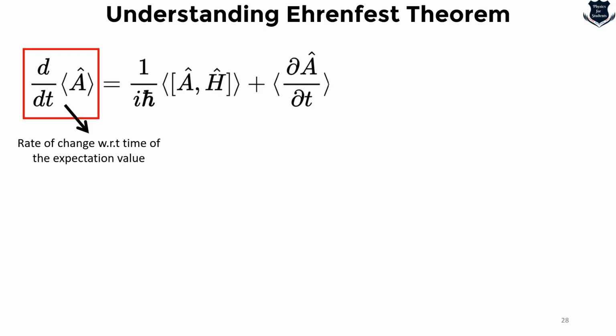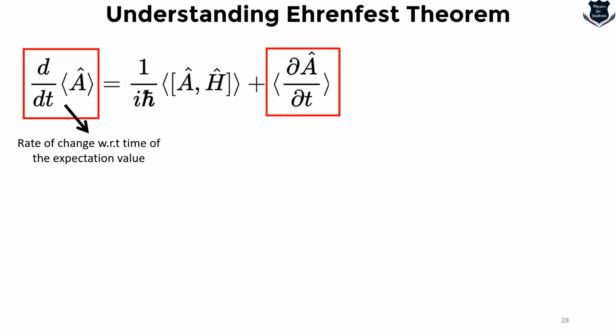And it physically tells how the average position of a quantum particle changes over time. And what is this one? We are not going to deal with the partial derivative part, but what we can understand from the first part is that d by dt means how much the quantity changes with respect to time. Here we are finding the rate of change with respect to time of the expectation value A.